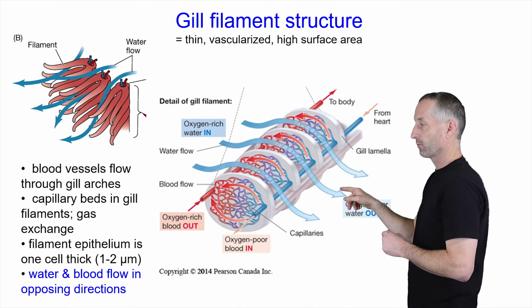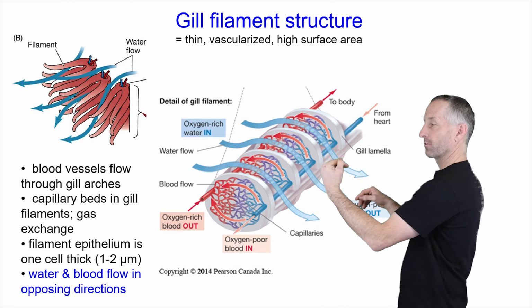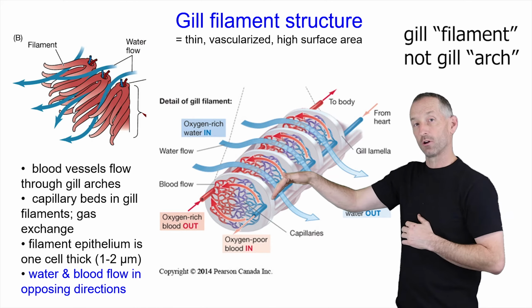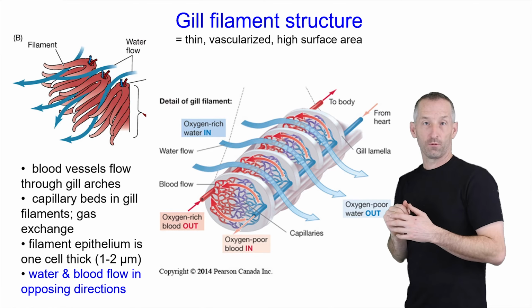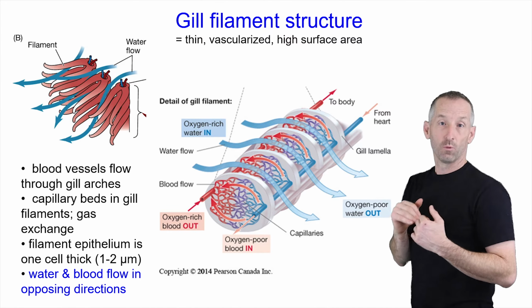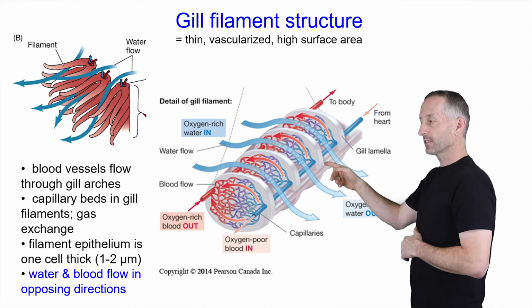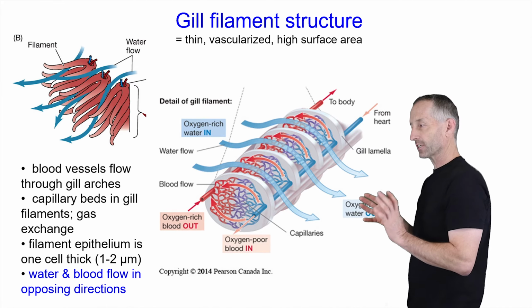And on that one, what you have is that as the water is passing across the gill arch in one direction, the blood is moving across the gill arch in the other direction. And that is going to be optimal for the exchange of oxygen with the water. So there are capillary beds in these lamellae, or these gill filaments, that are for gas exchange.